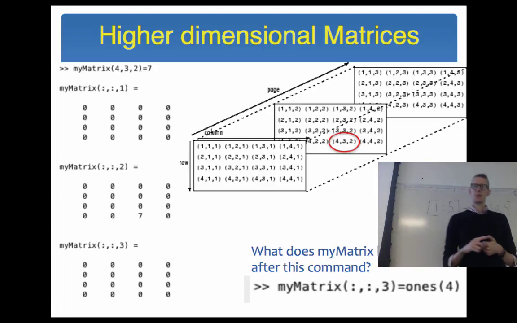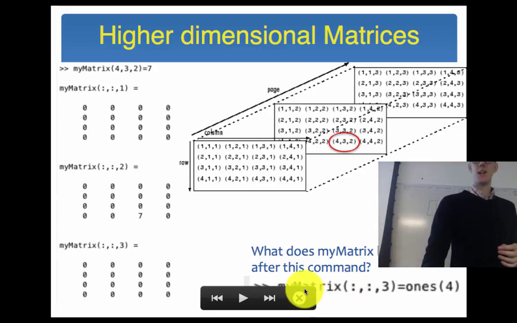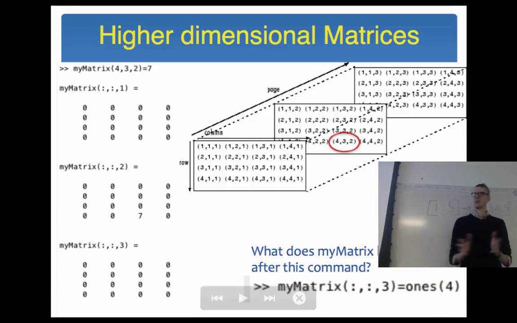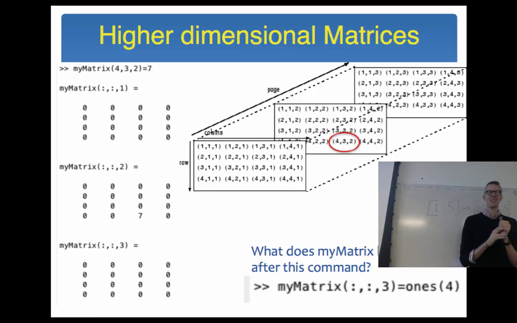If I run my matrix, colon, colon 3, and I set that equal to 1s with a size of 4, what's going to happen? What will my matrix look like after that? Someone shout out to me what they think it's going to look like. So if I run this command here, what's it going to look like? What do you say? All elements of the 3rd page should be 1. Got some nodding. Anyone think anything different?